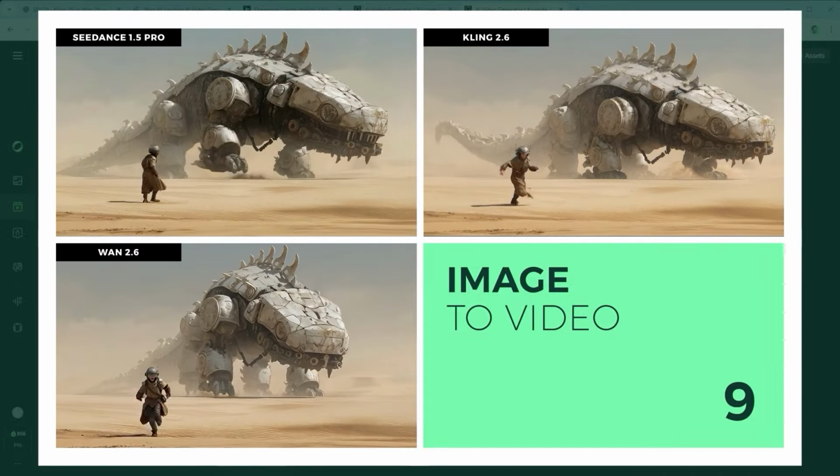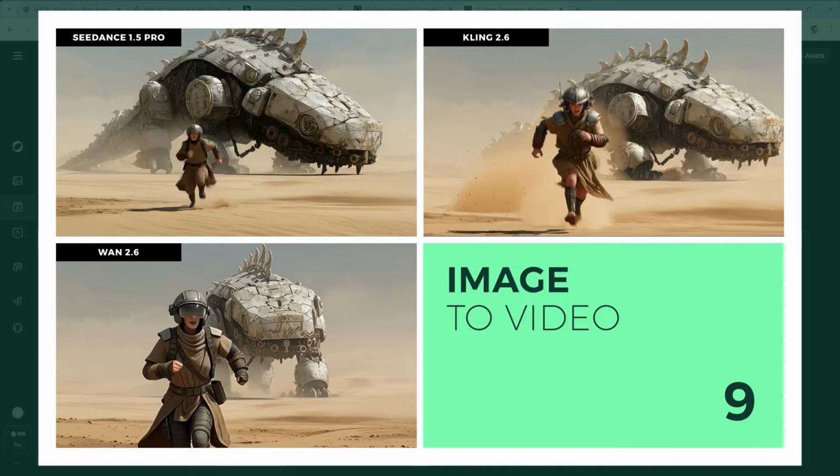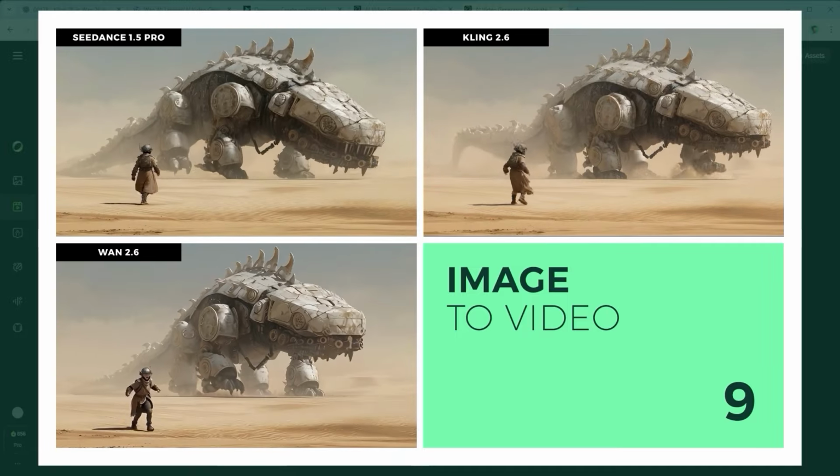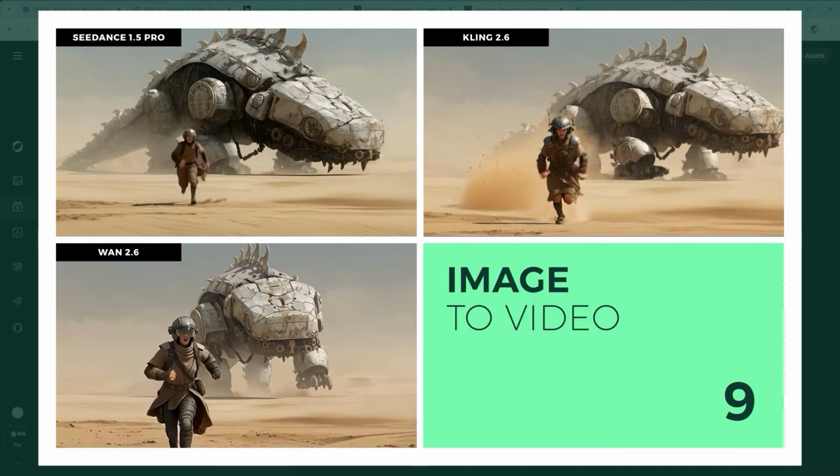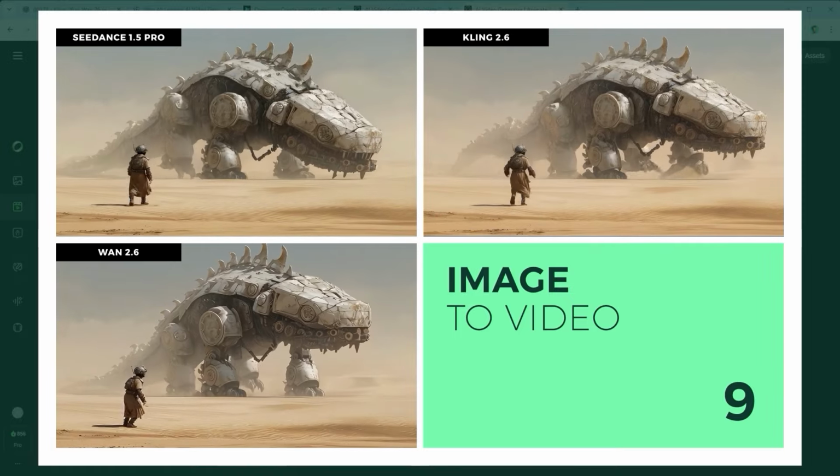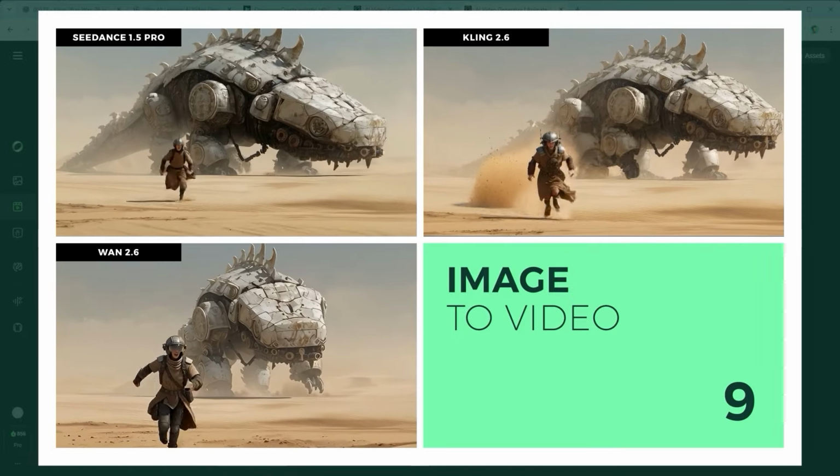Kling clearly delivers the best result. You can almost feel the weight. Unfortunately, the AI stumbles halfway through. The movement of the fleeing person loses coherence and breaks the illusion.